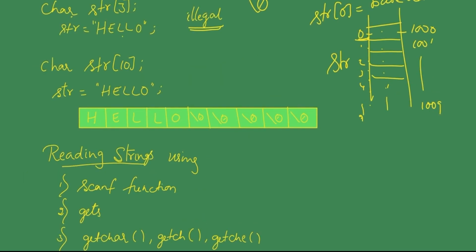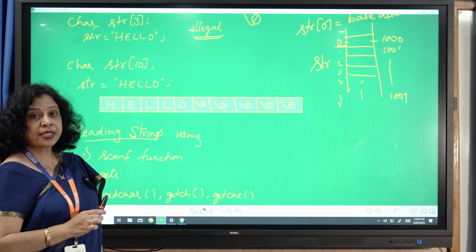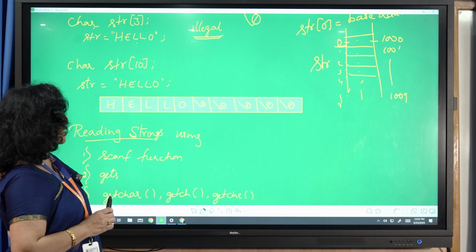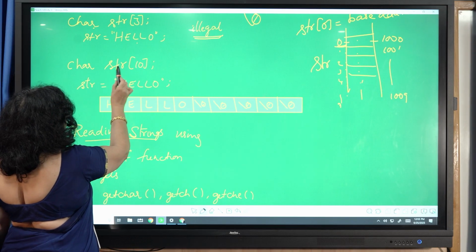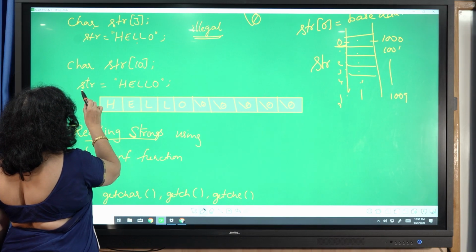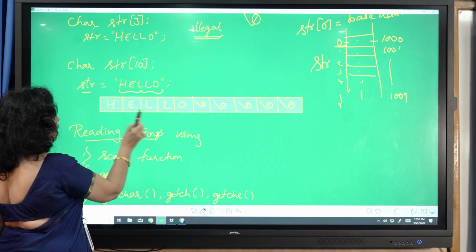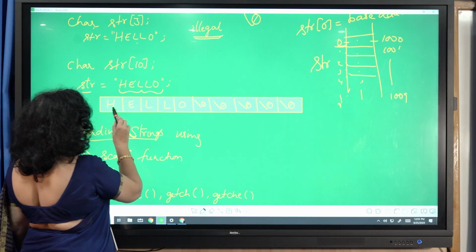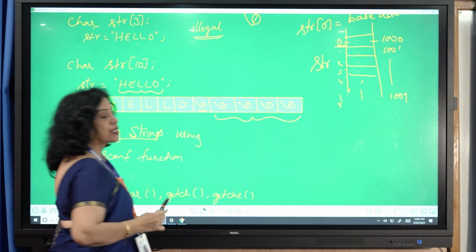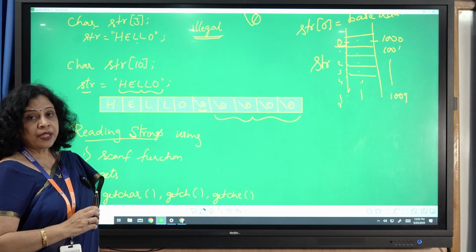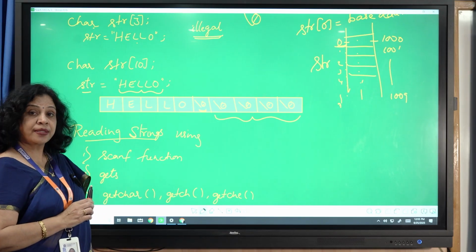Now, what if we declare character str of 10? The string length is actually 5 and there is a terminating null character, so we need 6 characters. But if I say character str of 10 and initialize str equal to hello again, which is of length 5, this is how the memory is going to store it: HELLO, terminating null character. In the remaining locations, the compiler is going to write null characters. So this is how the compiler handles strings internally.